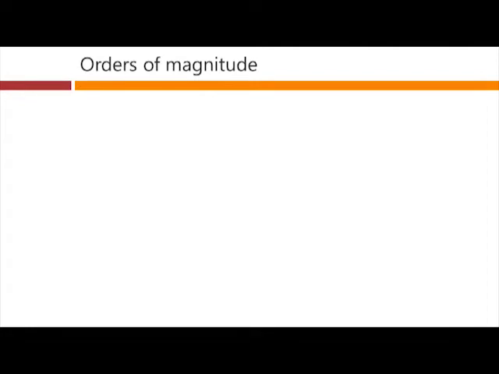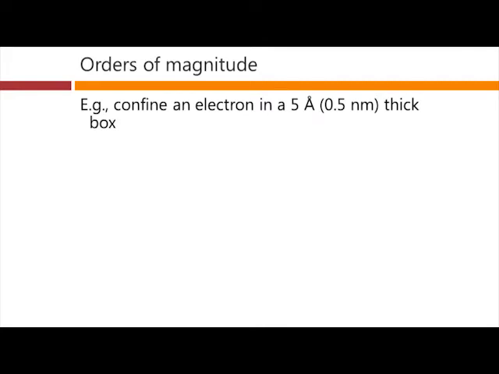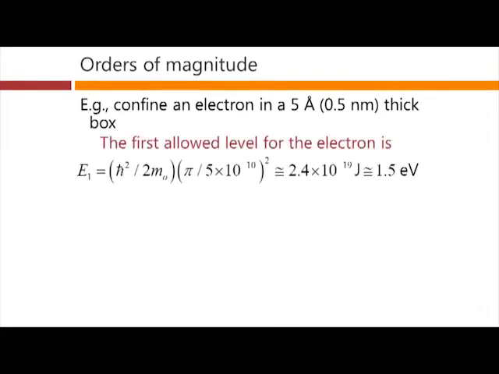So let's look at some orders of magnitude of what we would calculate for some sort of particle in a box problem. Let's suppose that we confine an electron in a box that is half a nanometer or 5 angstroms thick. This is about the characteristic size of a small atom, like a hydrogen atom. So in this calculation then, here's our formula that we would put in with our distance Lz as 0.5 nanometers or 5 angstroms. If you work this out, this comes to 2.4 times 10 to the minus 19 joules, which is about 1.5 electron volts.